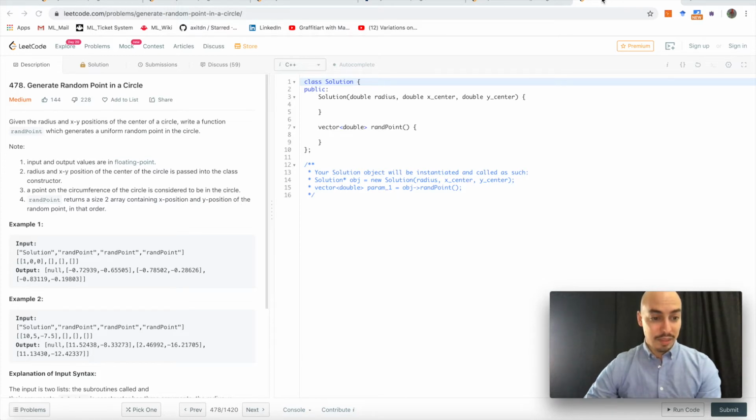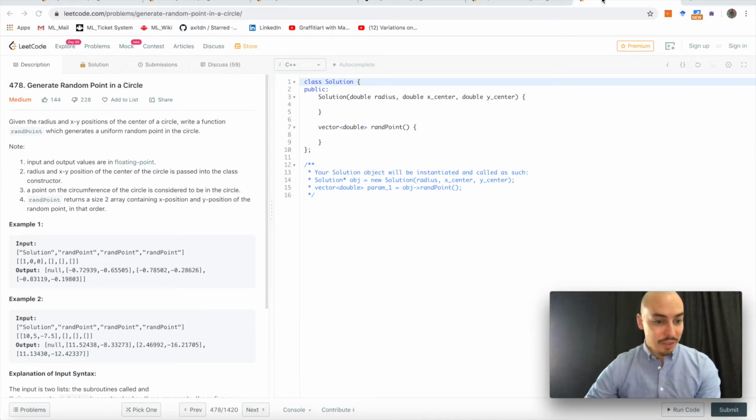Let's have a look. Solution randPoint is called. And so we get the output. Sorry, so that's still the input. 1, 0, 0 being a point on the circumference. And then we get 3 empty points. And then the output would be null, and then we would see 3 points sampled on the circumference of that circle.